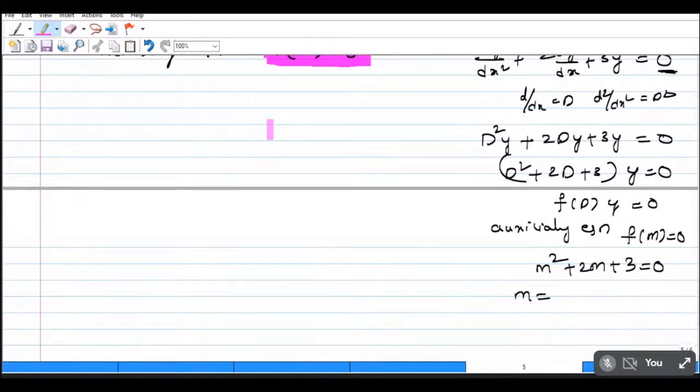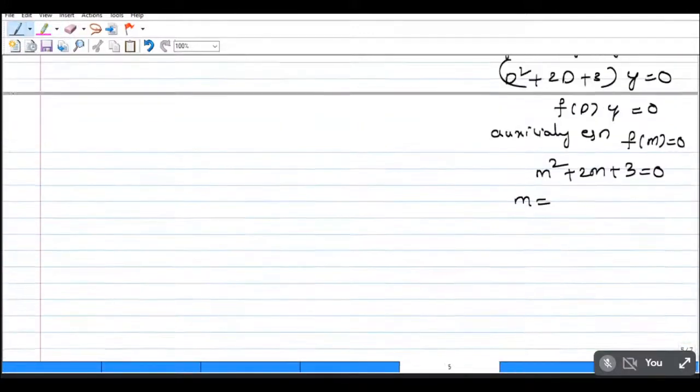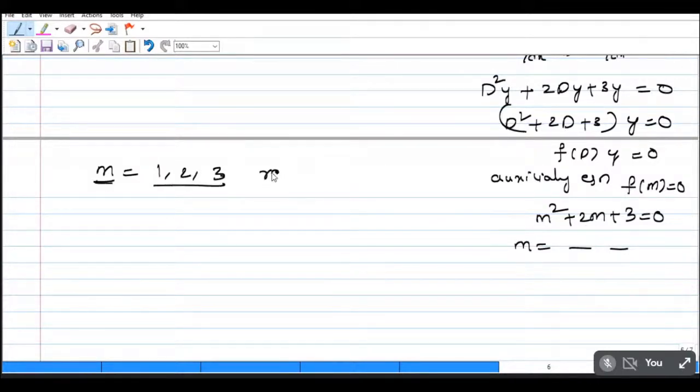First write the auxiliary equation. Depending on the auxiliary equation, we will write the complementary function. Now listen. I'll explain with an example. Suppose my roots are 1, 2, 3. For third order, we'll get 3 roots. Here you will get only 2 for second order. Suppose my roots are real and distinct.